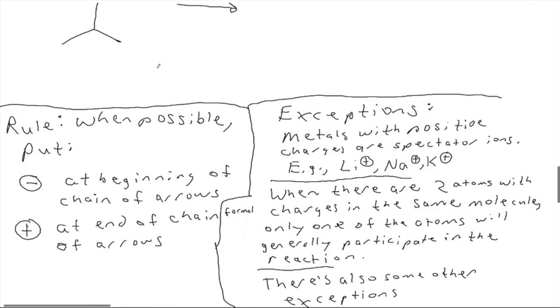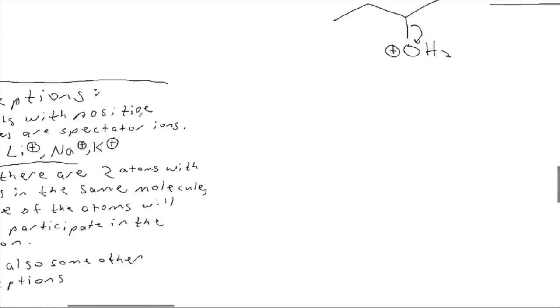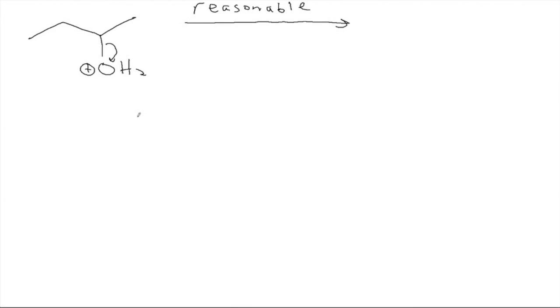So that's why I said in the rule here, put the negative at the beginning when possible. When possible. If there is no negative formal charge anywhere, then you can't put a negative charge at the beginning. So yeah, those are reasonable arrows. Good.